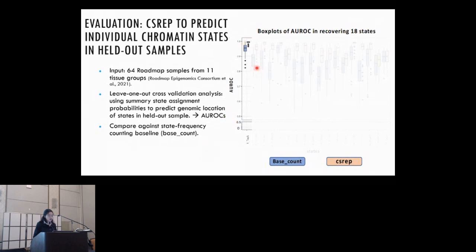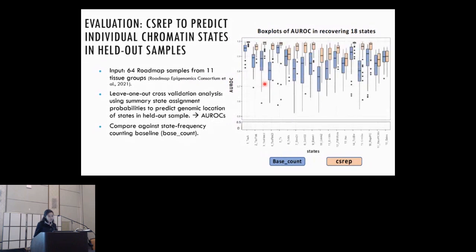In this plot right here, I'm showing the AUROC in recovering locations that are associated with state number 1, which is active transcription start site. Each data point corresponds to one of the 64 samples, and you can see that CS-REP shows a higher distribution of AUROC compared to base count. And this pattern was actually consistently observed across all the 18 states in our model.